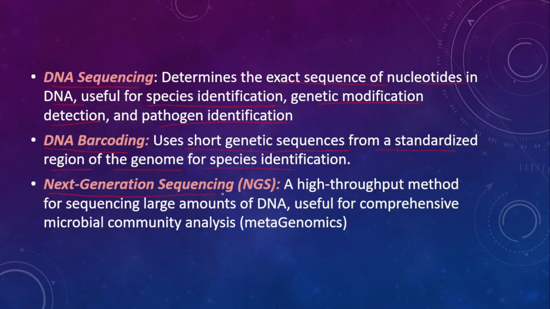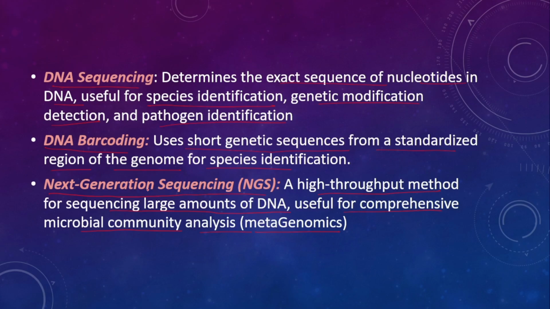Next is next generation sequencing, NGS, a high throughput method for sequencing large amounts of DNA, useful for comprehensive microbial community analysis and metagenomics. Unlike traditional Sanger sequencing, which sequences one fragment at a time, NGS can simultaneously sequence millions of fragments, providing a vast amount of data in a single run. The process involves preparing a library of DNA or RNA fragments, followed by amplification and sequencing using various platforms such as Ion Torrent or PacBio.